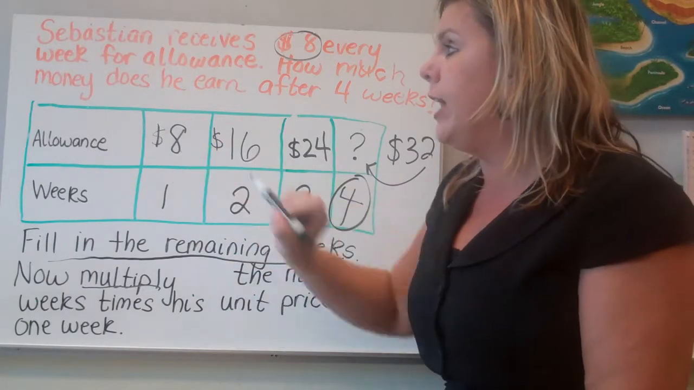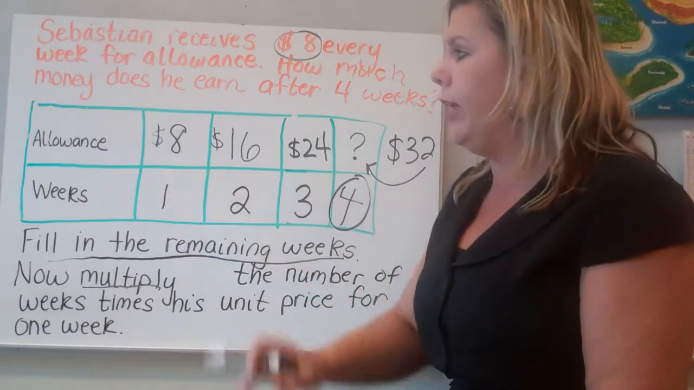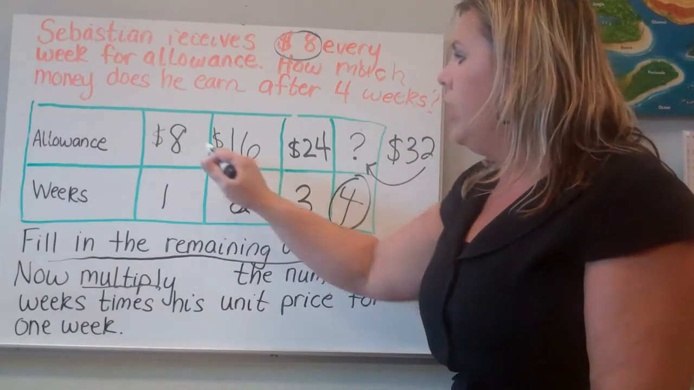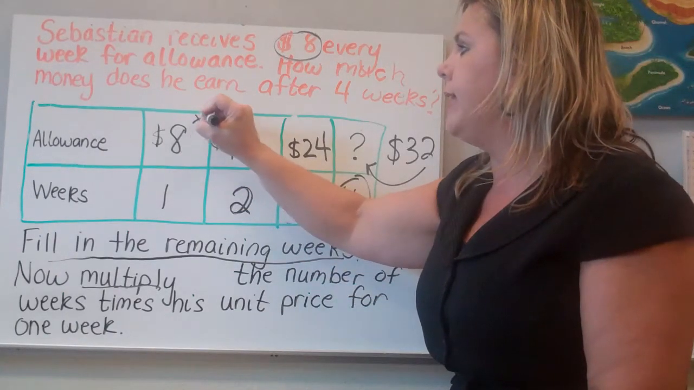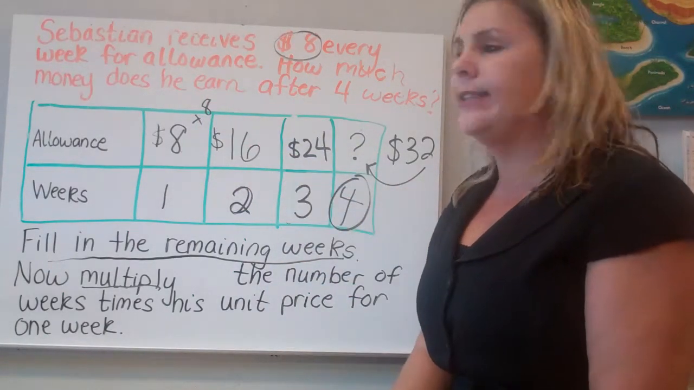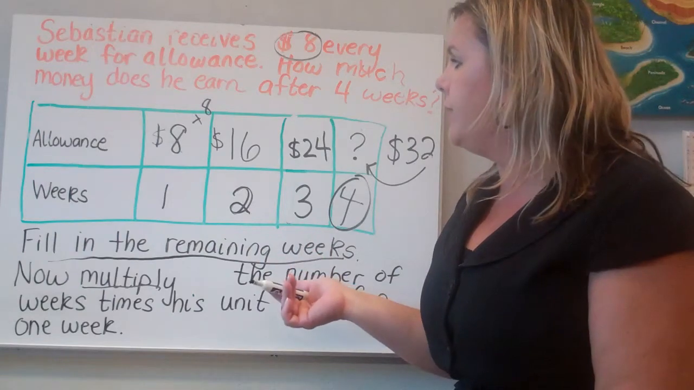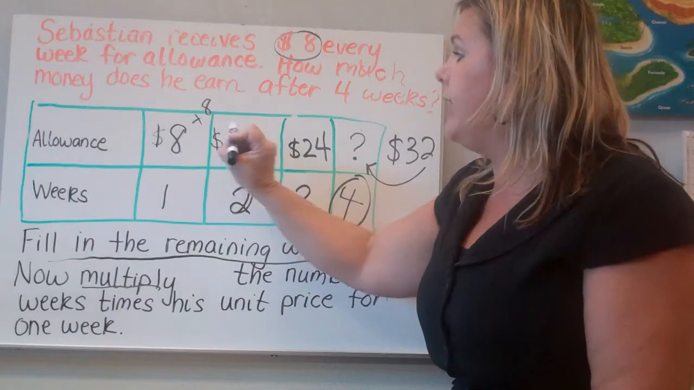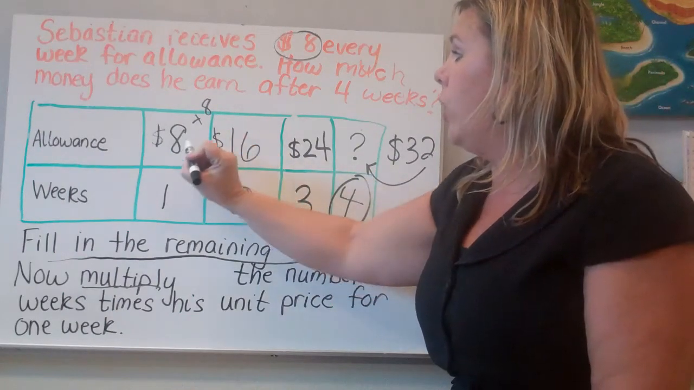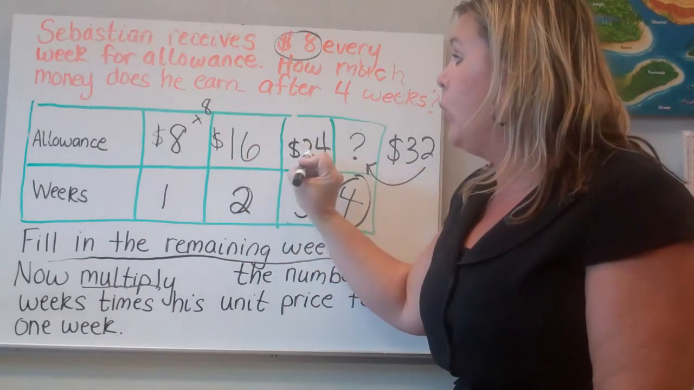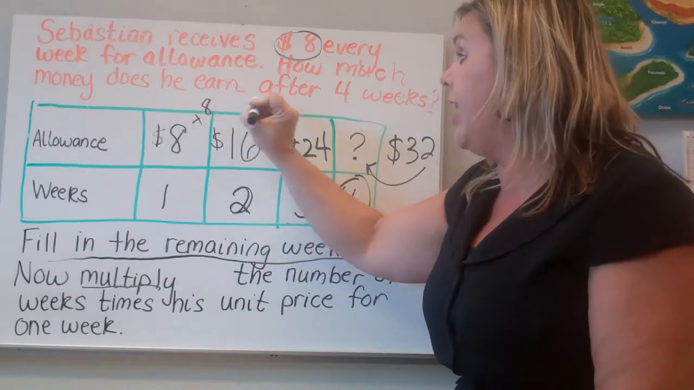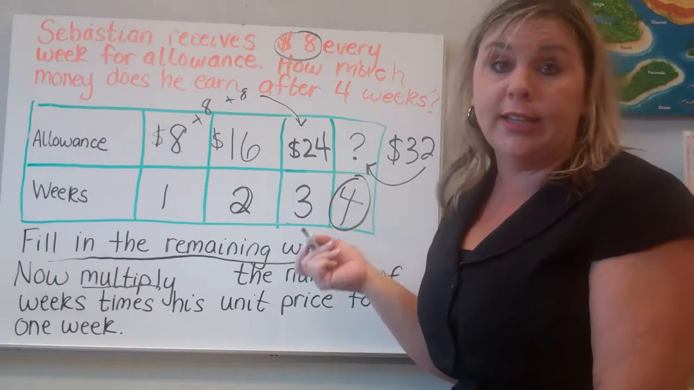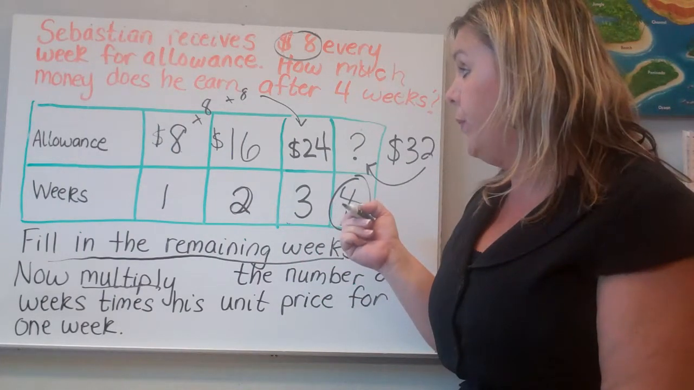So he gets $8 for allowance in 1 week. Now in 2 weeks, he would get double that. So 8 plus 8 is 16. Now in 3 weeks, you had 8 plus 8 plus 8, which would be 24, or 8 times 3 is 24.